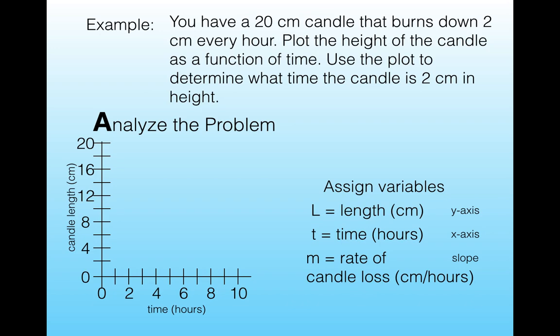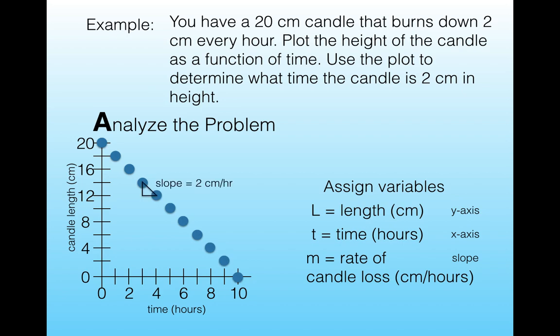Now we're going to plot the height of the candle over time. And again, we just had that very nice picture, and we know that every hour it's going to lose 2 centimeters, and it starts at time equals 0 at 20 centimeters. 1 hour later, it's lost 2 centimeters. 1 hour later, 2 centimeters, and so on, until at 10 hours, it's actually 0 length. We've burned up the whole candle.